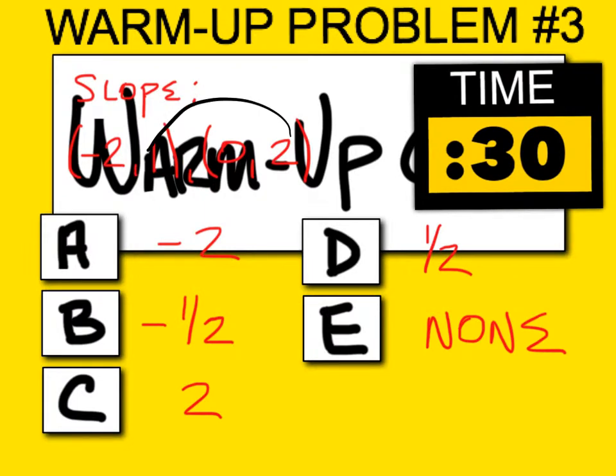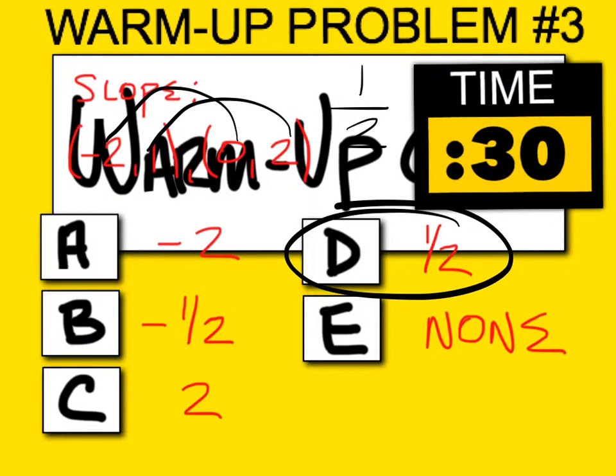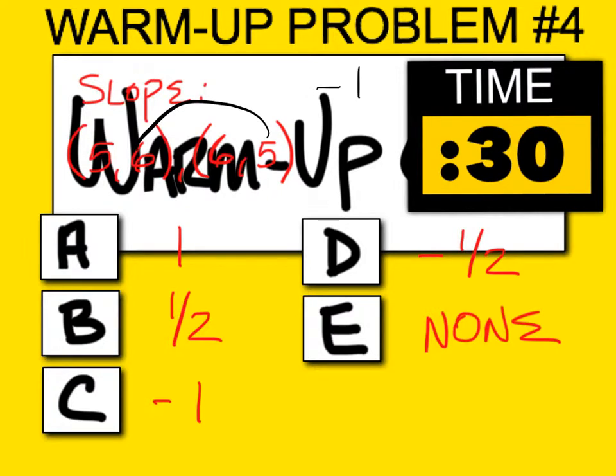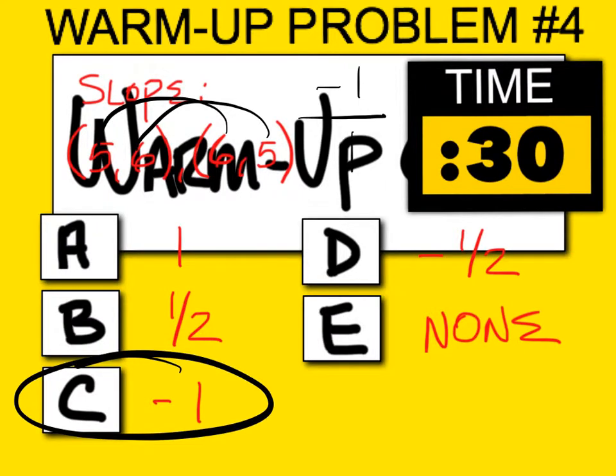Third one, 2 minus 1 is 1. 0 minus a negative 2 is 2. D, 1/2. 5 minus 6 is negative 1. 6 minus 5 is 1. Negative 1 over 1 is negative 1. C.